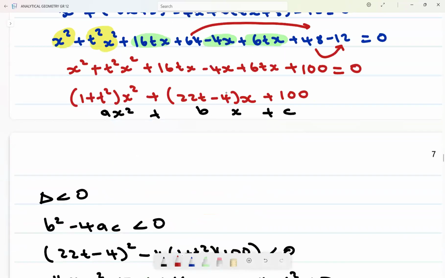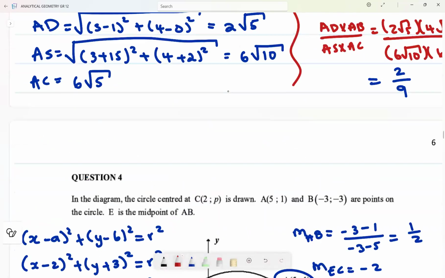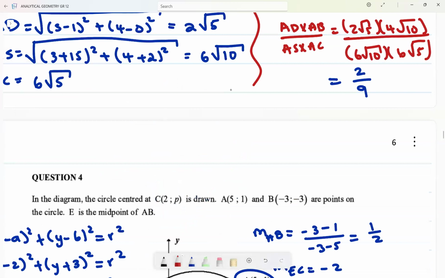So that's that, guys, for the May/June 2024 question paper that we are dealing with. So yeah, let's move on to the trigonometry part.